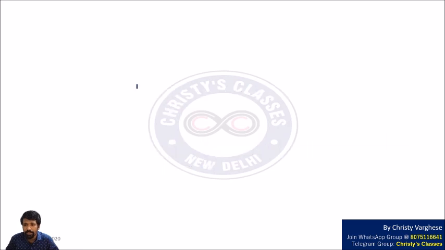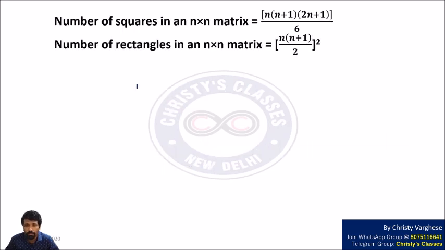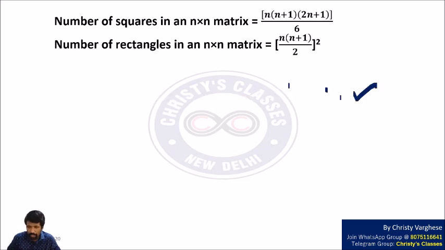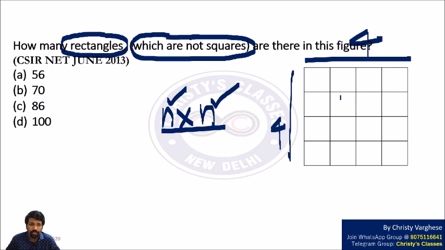So, let's see how it is applicable here. Here n is 4 because it is 4 rows and 4 columns. So, you just have to substitute 4 instead of n. That will give you the number of rectangles. So, 4 into 4 plus 1, 4 plus 1 means 5, 4 into 5 by 2, 20 by 2, 10. 10 square, 100 will be the rectangles. And the answer option 100 is there in the answer options.